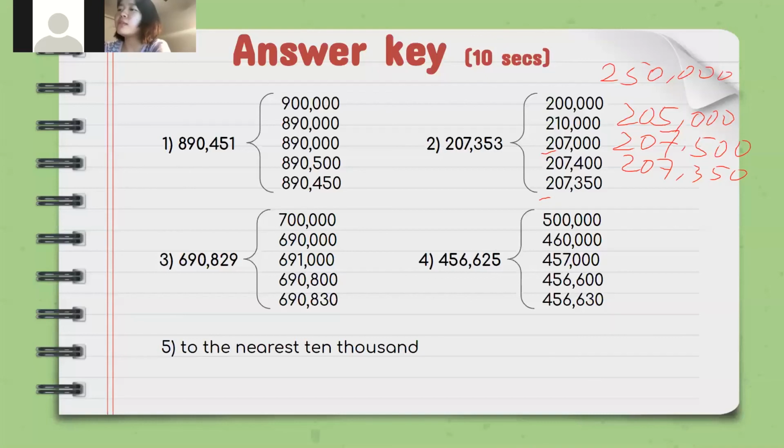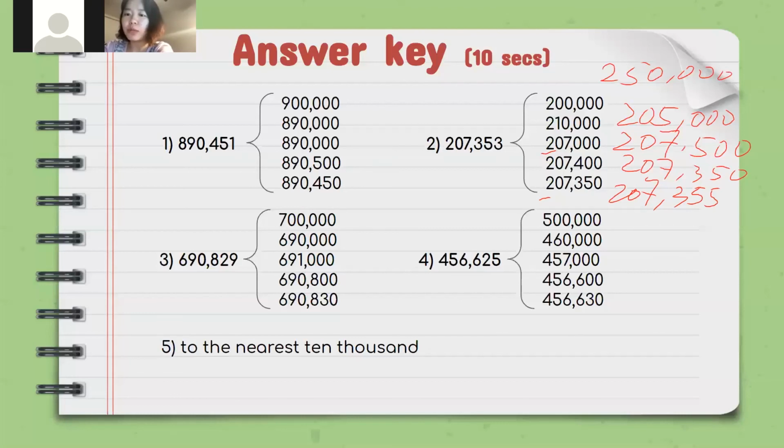Okay, and this one is for the tenth place. So for the tenth place, the midpoint is 207,355. So this number is smaller than the tenth place midpoint. So we round this number down to 207,350.